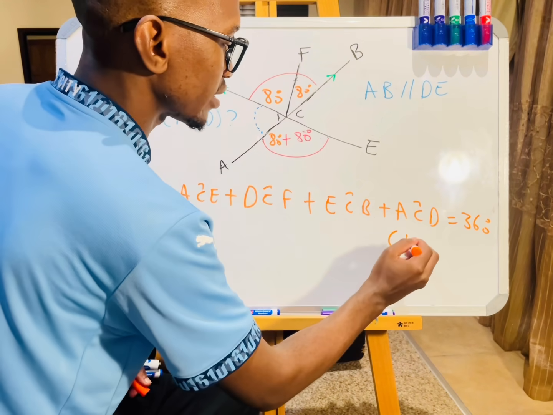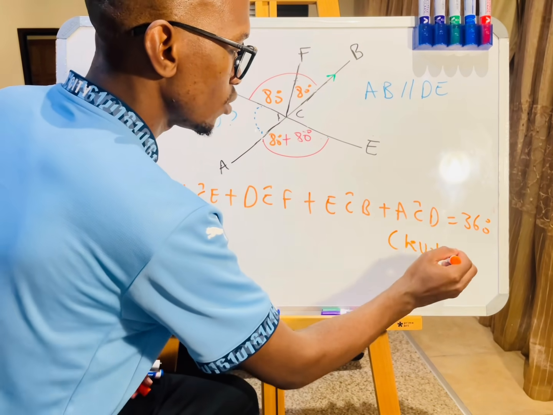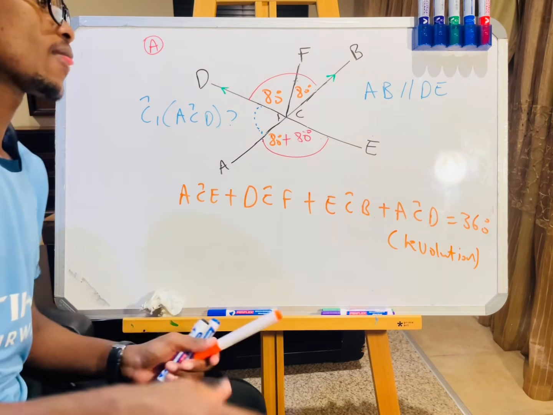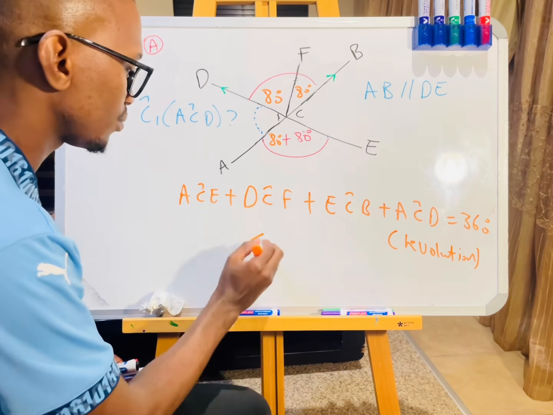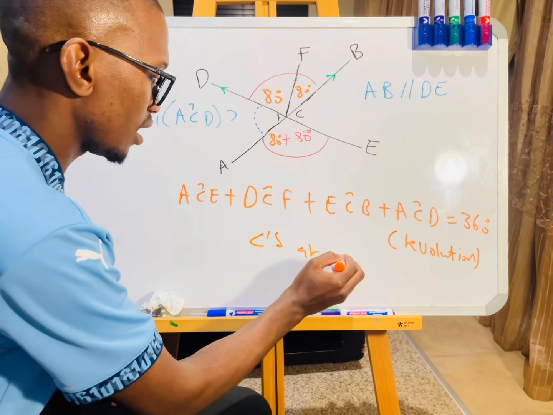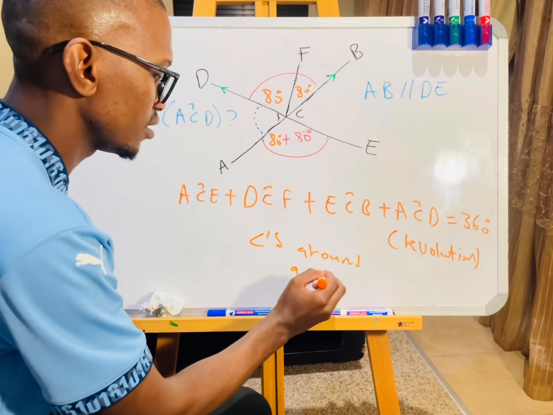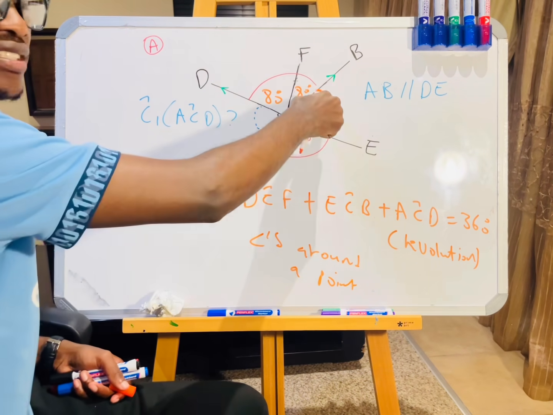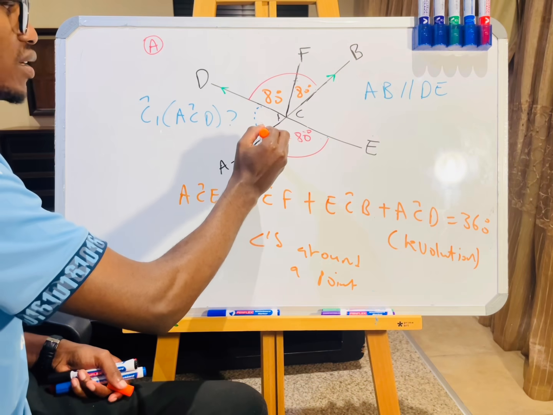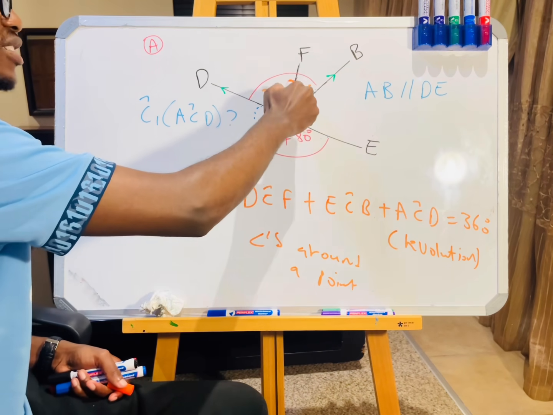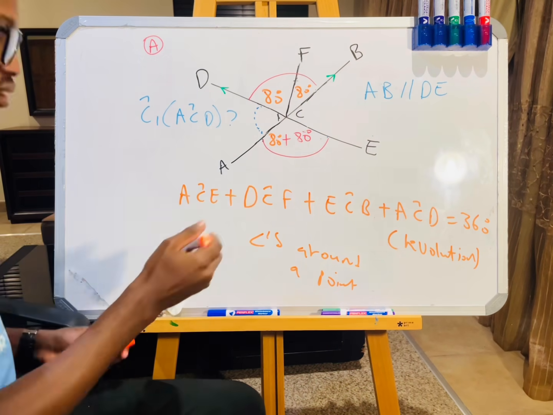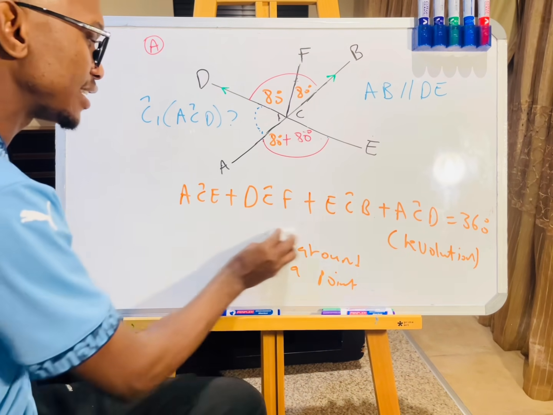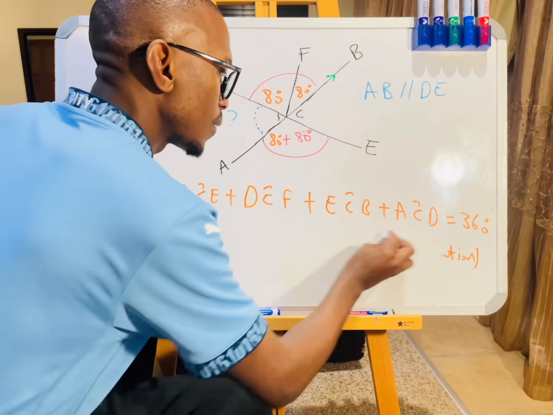What is our reason? Revolution. Now, someone can say angles around a point. Angles around a point, because this is the point C. Angles around the point C. You see? Starting from here, you measure this one, this one, this one, this one. That's the thing, okay? Then now let's continue.